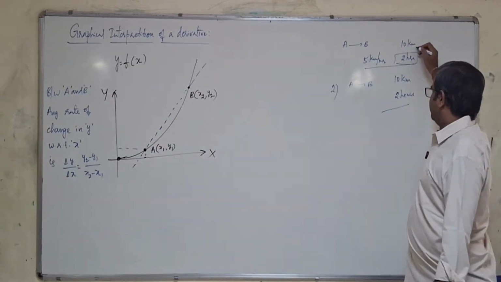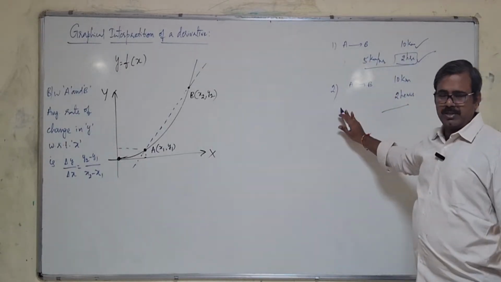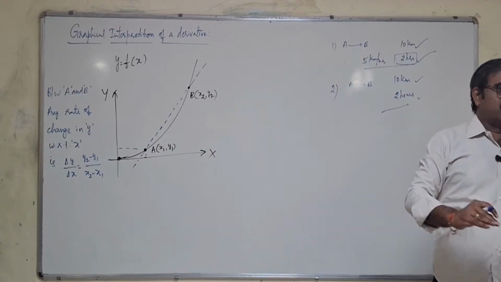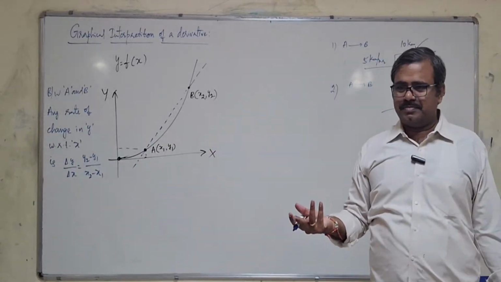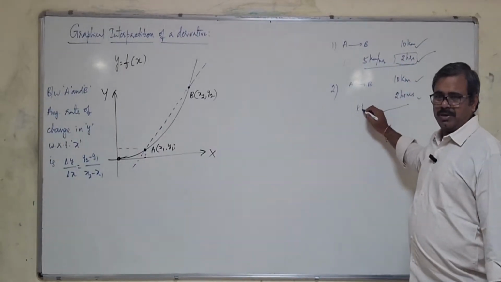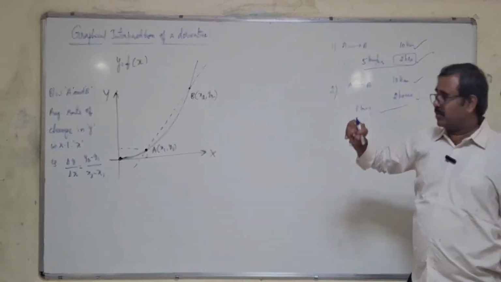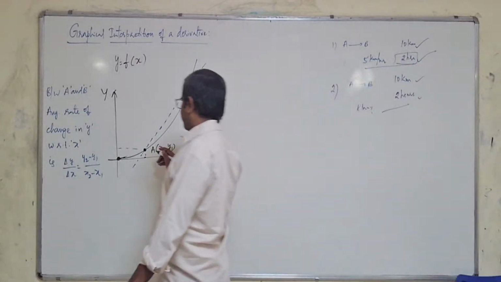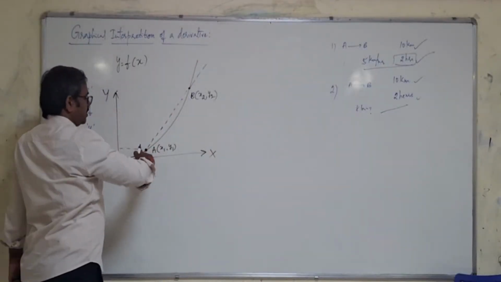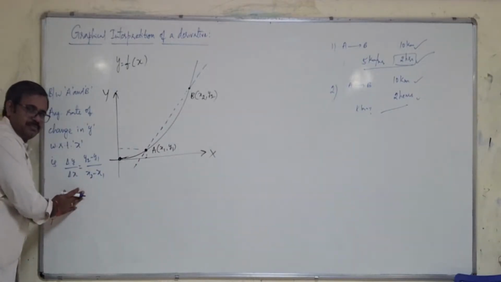For you, 10 kilometers takes 2 hours. For this fellow also, 10 kilometers takes 2 hours, but first he goes slow and then increases his speed. What is his average speed? 5 kilometers per hour only. What is your average speed? 5 kilometers per hour only. So what I'm trying to say is, if you draw a straight line from A to B, the rate of change between A and B is the same for the straight line also.